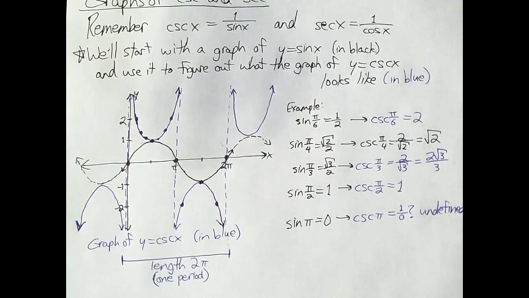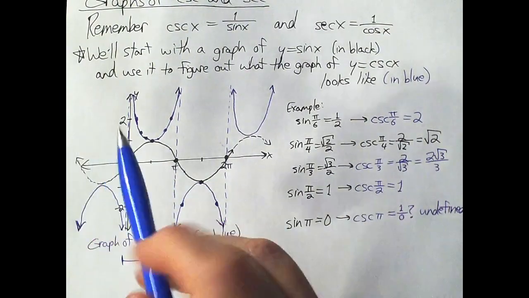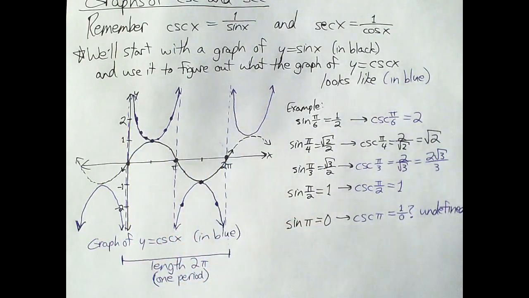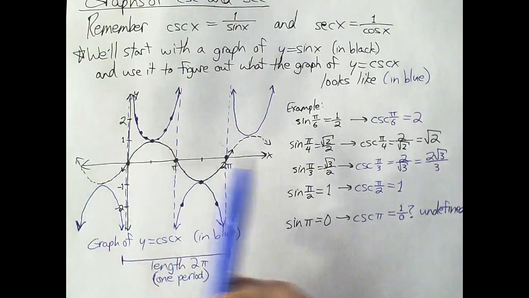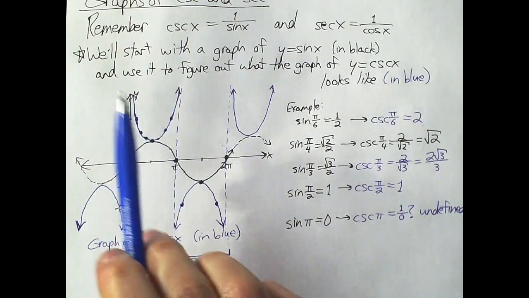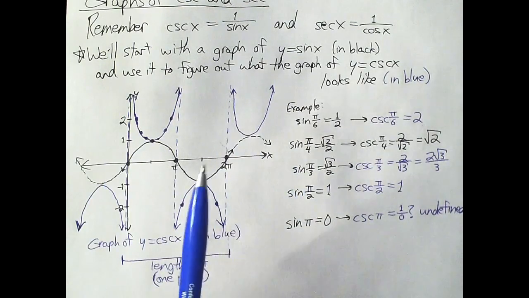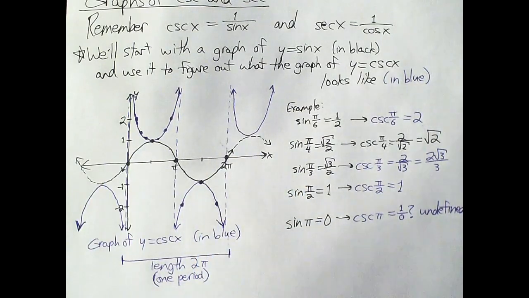Pretty different looking function, right? It's got a lot of vertical asymptotes. It has an interesting range, doesn't it? Because it never actually crosses the x-axis. The blue curve never touches the x-axis. So I guess if you do cosecant of something, you're never going to get 0 as a result.